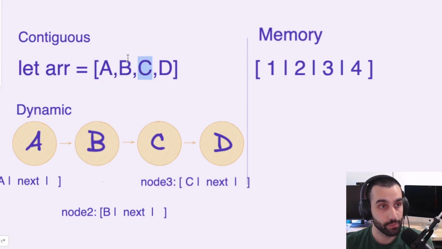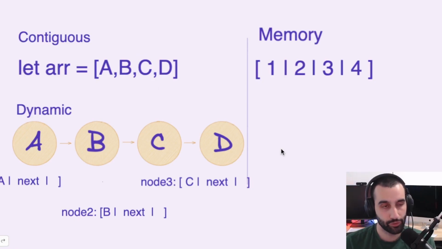I can do array at 2 and grab C. So I know this is a lot of information to take in, but I promise as we code it out, it'll make more sense. So let's jump into the code. And again, I'll try to provide examples and I'll console log things out so that it'll make more sense for you. So let's jump over to our IDE.